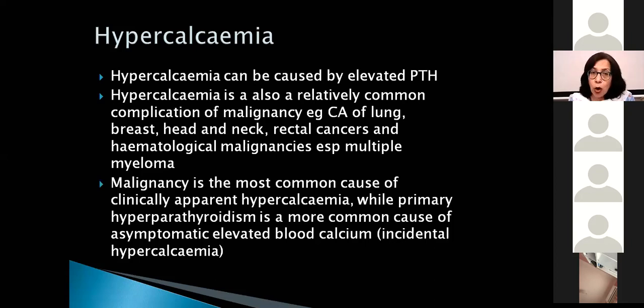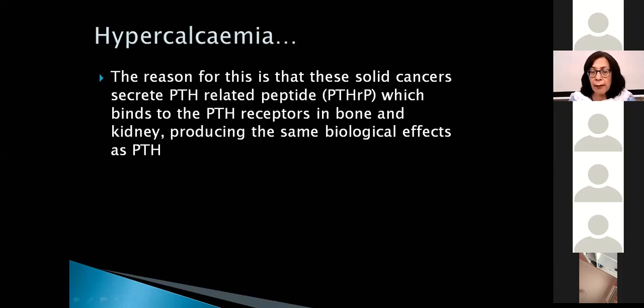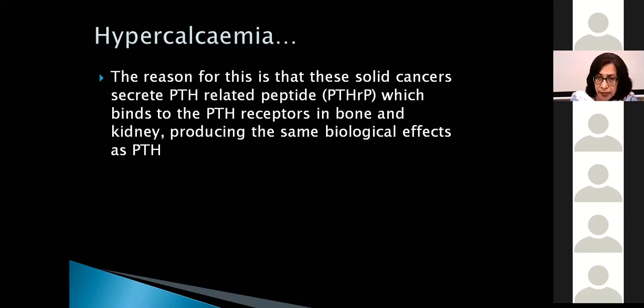The cause of malignancy producing hypercalcemia is that these cancers secrete a substance called PTH related peptide. It is a protein secreted by these solid tumors, and it binds to the PTH receptors and produces the same biological effects as PTH. PTH is not increased, but the PTH related peptide is increased, which binds to the PTH receptor and does the same work as PTH. So PTH causes hypercalcemia, and PTH related peptide also causes hypercalcemia.